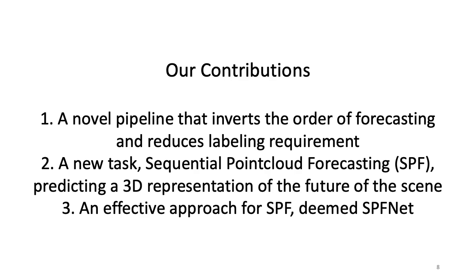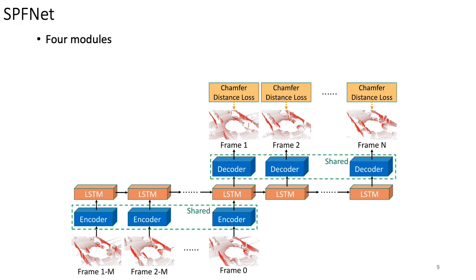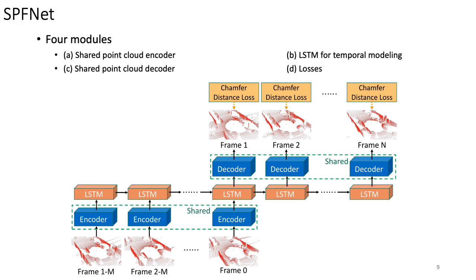Our next contribution is an effective approach for the proposed SPF task, which we call the SPF net. Here is an overview of our SPF net, which contains 4 modules. 1. A shared point cloud encoder that is used to extract features from past point clouds. 2. An LSTM network to model temporal dynamics of extracted features. 3. A shared point cloud decoder that generates the point cloud in the future. 4. The chamfer distance loss is applied to the predicted and ground truth future point clouds for training purposes.